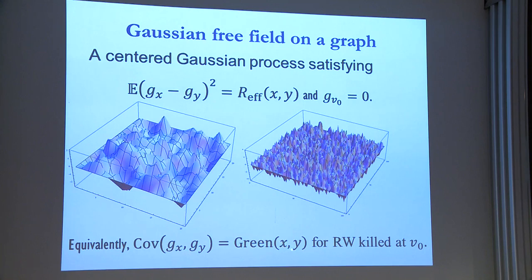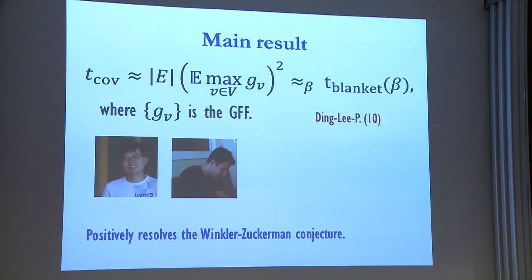This just means I start a random walk at x, and look at the expected number of visits to y with killing at v_0, normalized by the degree of y. So this Green function is a positive definite symmetric function, and so it's a covariance kernel. And that's the Gaussian free field. There are some pictures of what it looks like in a 2-dimensional lattice.